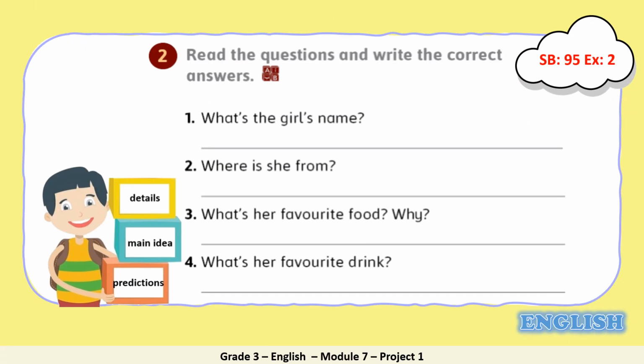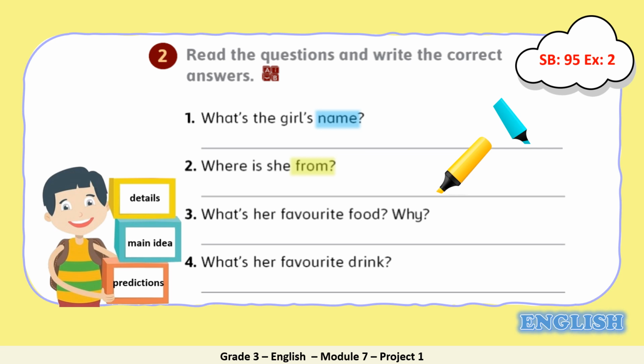Question number 1, what's the girl's name? I think you know the answer to this question already. Question number 2, where is she from? We need to be looking for names of countries like UK, USA, Mexico. We will go back to the text.